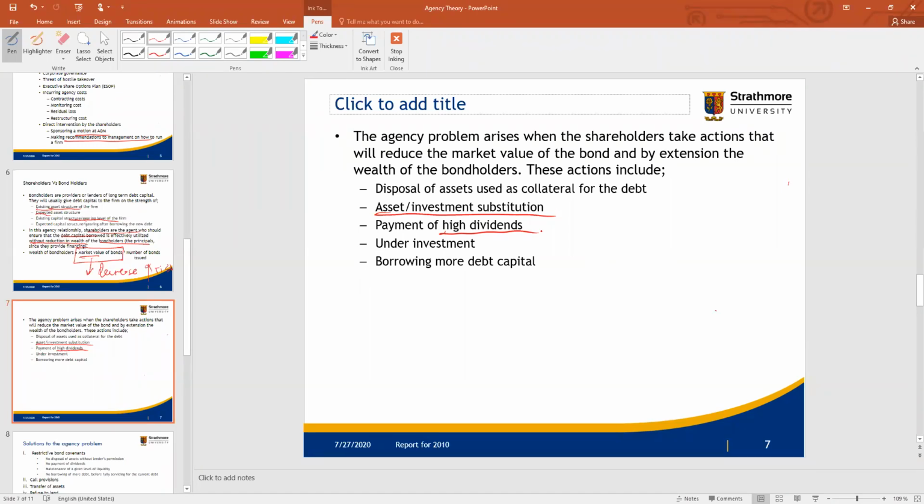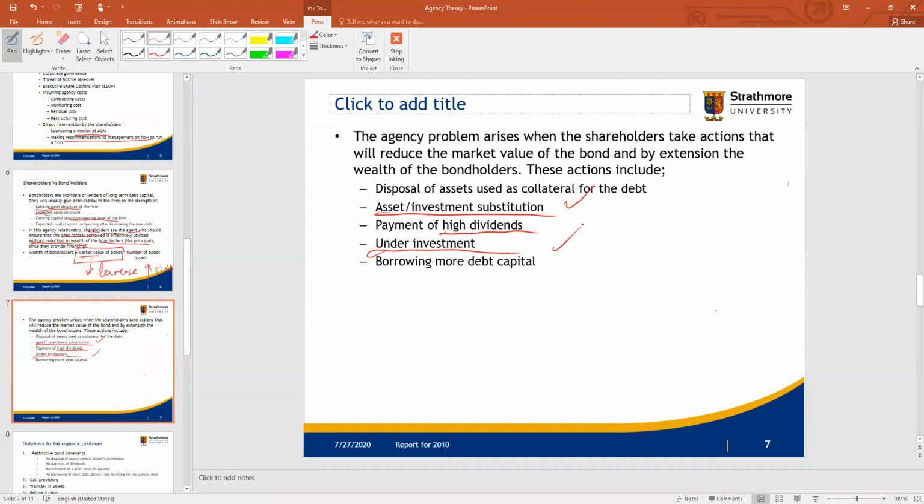Now the next concern is what we call underinvestment. Just like the substitution, this is where the company invests less than what you agreed. How much money have we given you? We have given you 10 million. How much money do you end up actually investing? 3 million. What happened to the 7 million? You ate the money. Now that's therefore a concern.